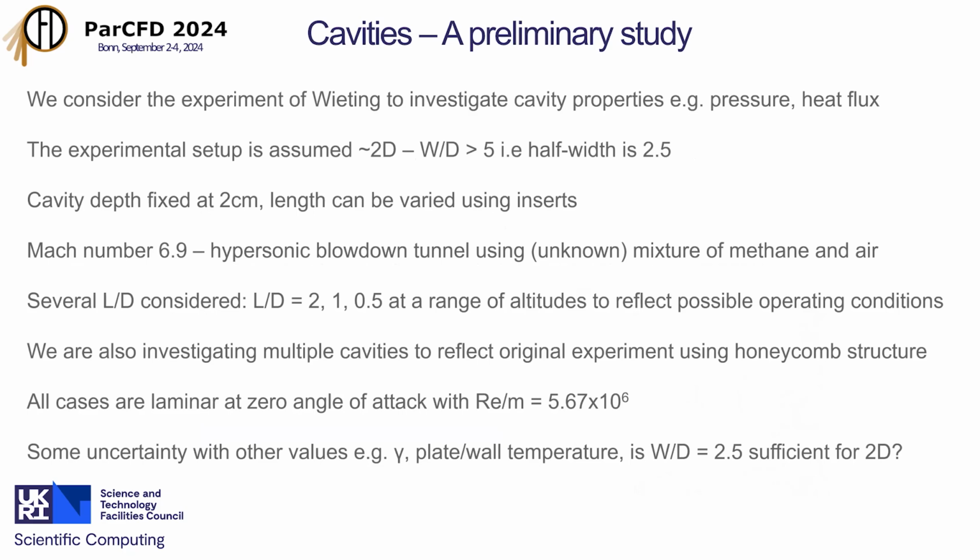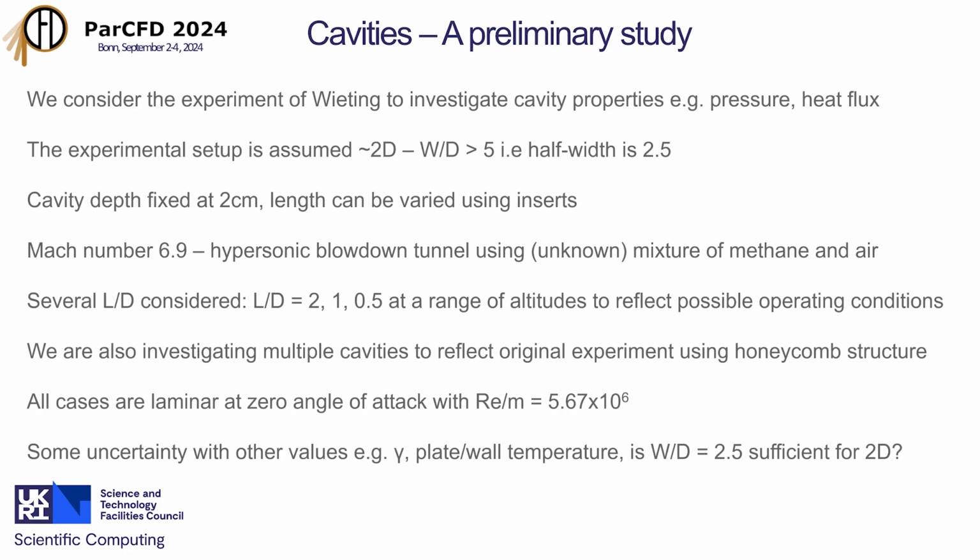The area that we were looking at was a length to depth ratio of about 0.5. In the experimental setup, I haven't talked about the width of the cavity, which has an impact, but they assumed it was 2D along the center line, and the width to depth ratio is about 2.5. So that's close. I wouldn't say it was completely 2D. So it was a Mach 6.9 hypersonic blowdown tunnel.